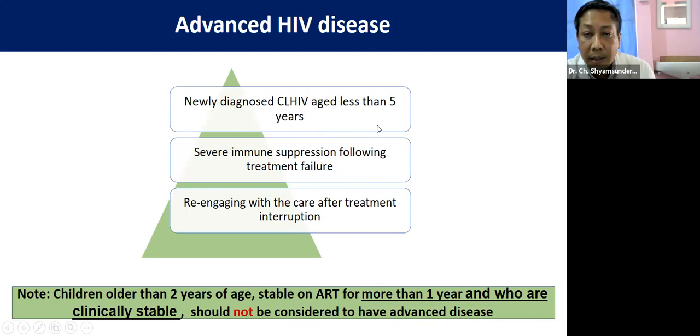So advanced HIV disease entails newly diagnosed CLHIV less than 5 years, severe immune suppression following treatment failure, and re-engaging with care after treatment interruption.